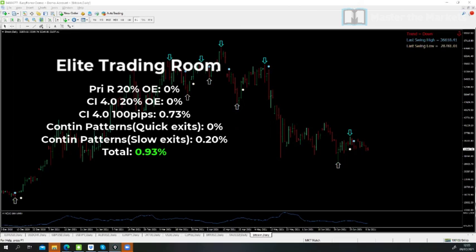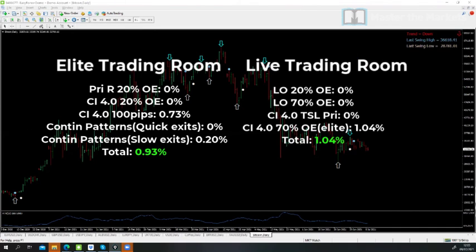Nothing on the continuation pattern quick exits. On the continuation pattern slow exit, we had a 0.20% to the upside, and that brings a total for the elite room to a 0.93% to the upside. And on the live trading room, the lift-off strategy had nothing for us on the 20 or the 70% this week.